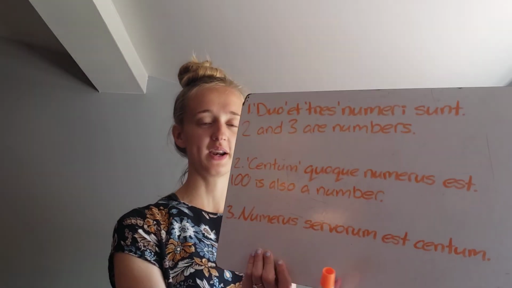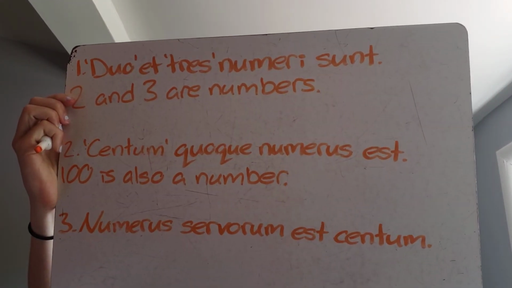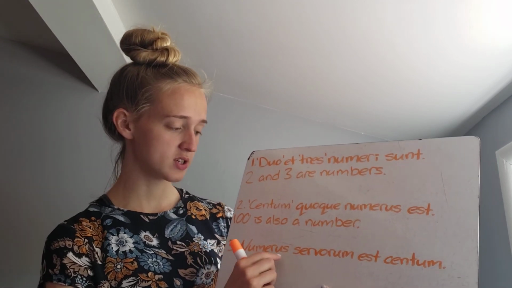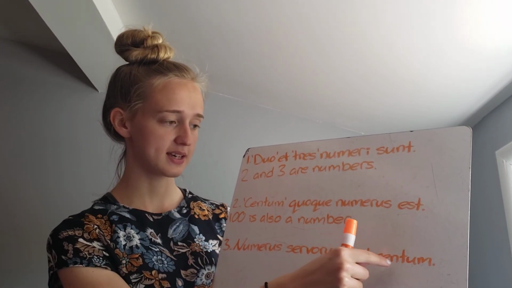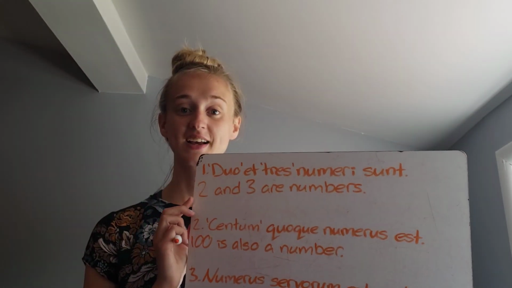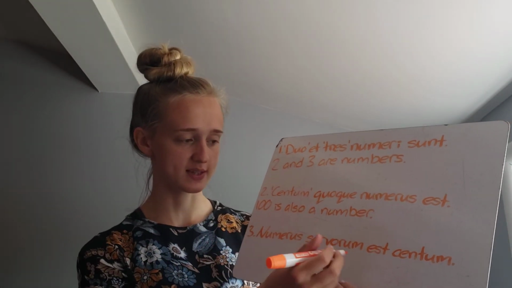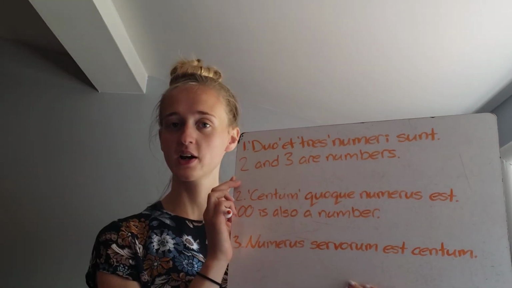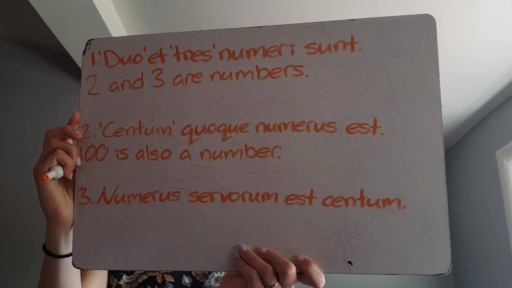Okay, here we go. 100 is also a number. Number 3. Numerus servorum est centum. All right, cohort students, what do you notice about this sentence? Is there anything familiar, unfamiliar, anything you have questions about?